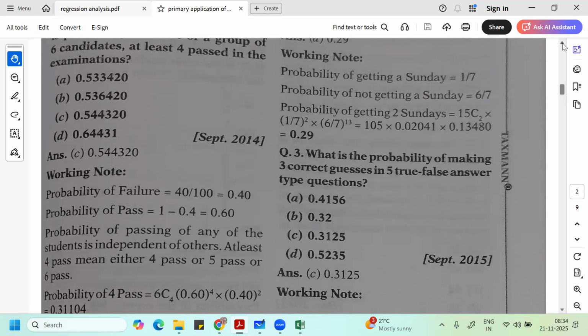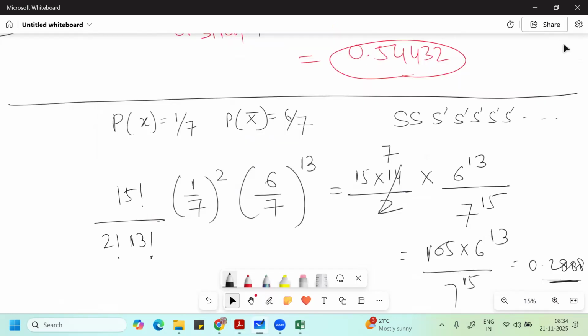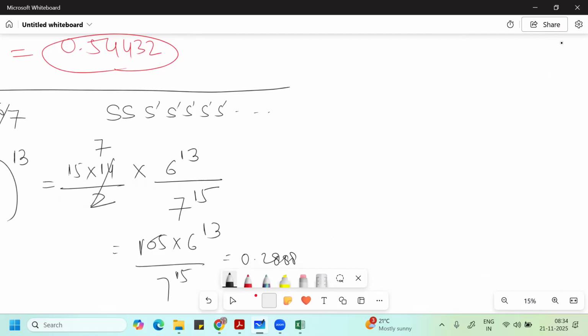What is the probability of making three correct guesses in five true and false answer type questions? So either your answer would be true or false. So the probability would be 1 by 2. So either you choose correct or you choose incorrect. Your probability will be 1 by 2 only, right?